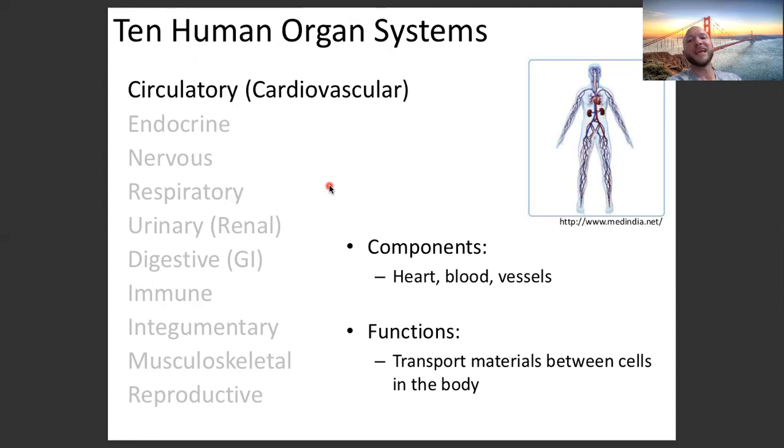Cardiovascular system is an anatomical name. Cardiovascular means cardio, heart, and vascular, the vessels which blood moves through. So it describes anatomy. We'll see both types of names throughout the semester, and you should understand the difference.